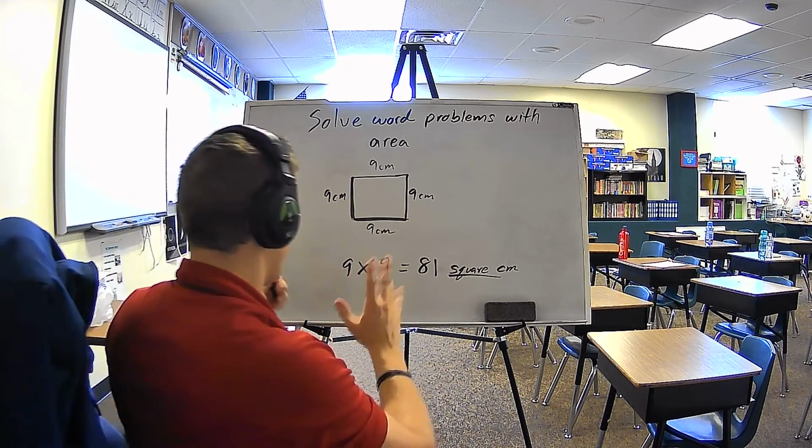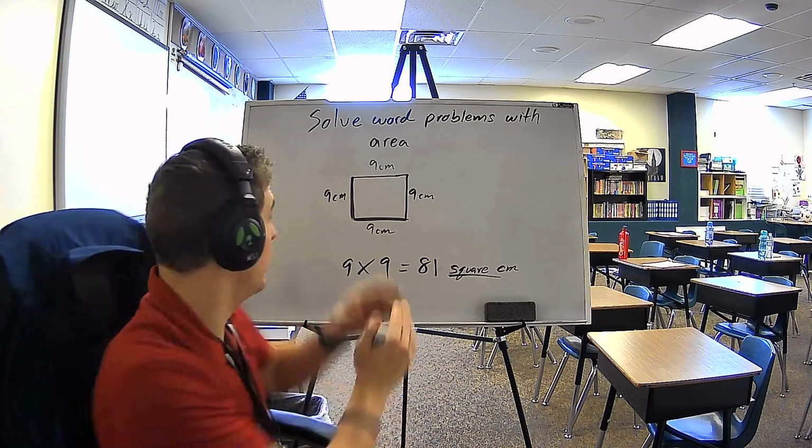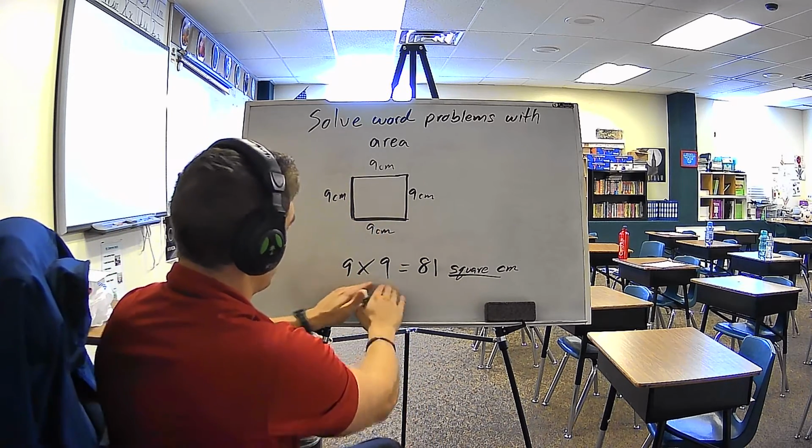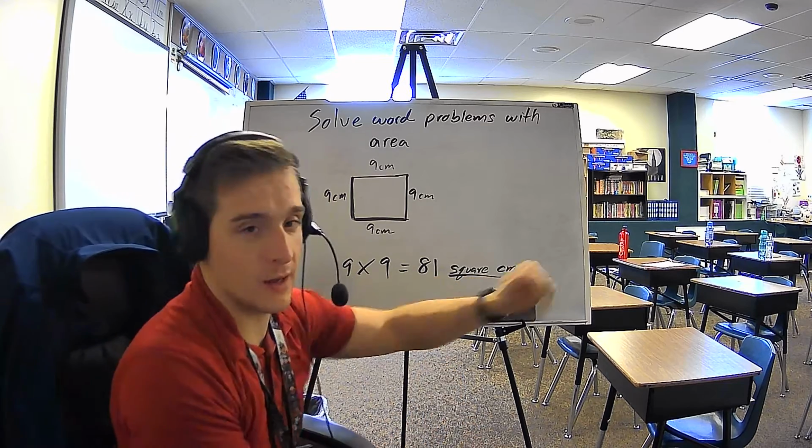So, going off that, you've already found your answer for this one. You could draw a shape like this: 9 times 9 equals 81 square centimeters.